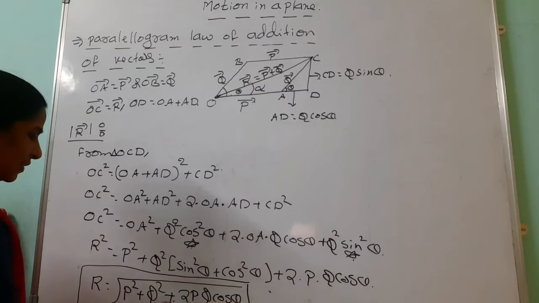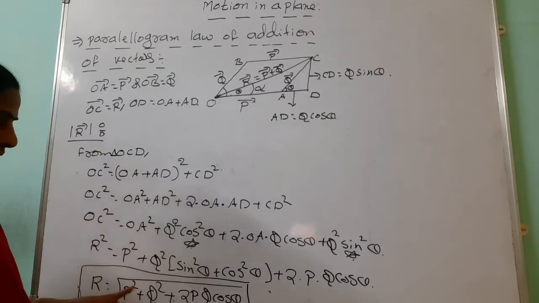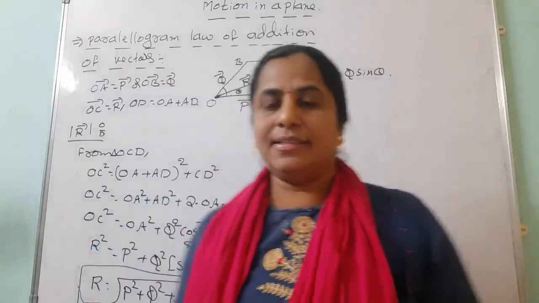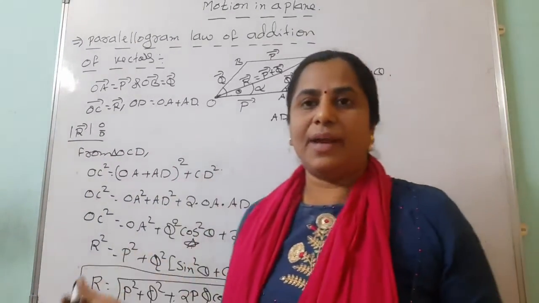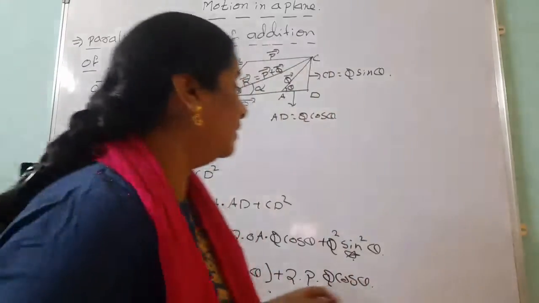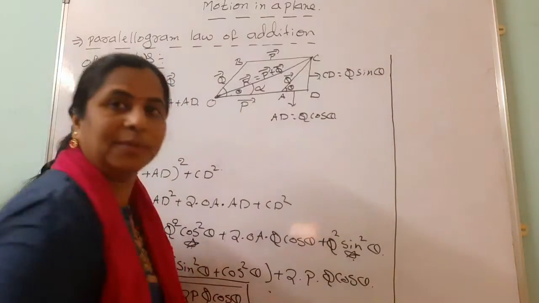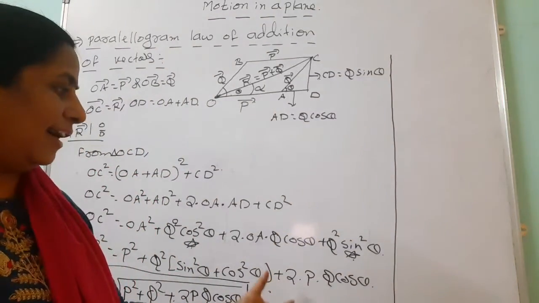What is the use of this one? If any two vectors and the angle are given, you know that we can find out the resultant. This is one of the methods to add two vectors. Then another part is there in this. Most of the people complete till here, and they are losing the marks.